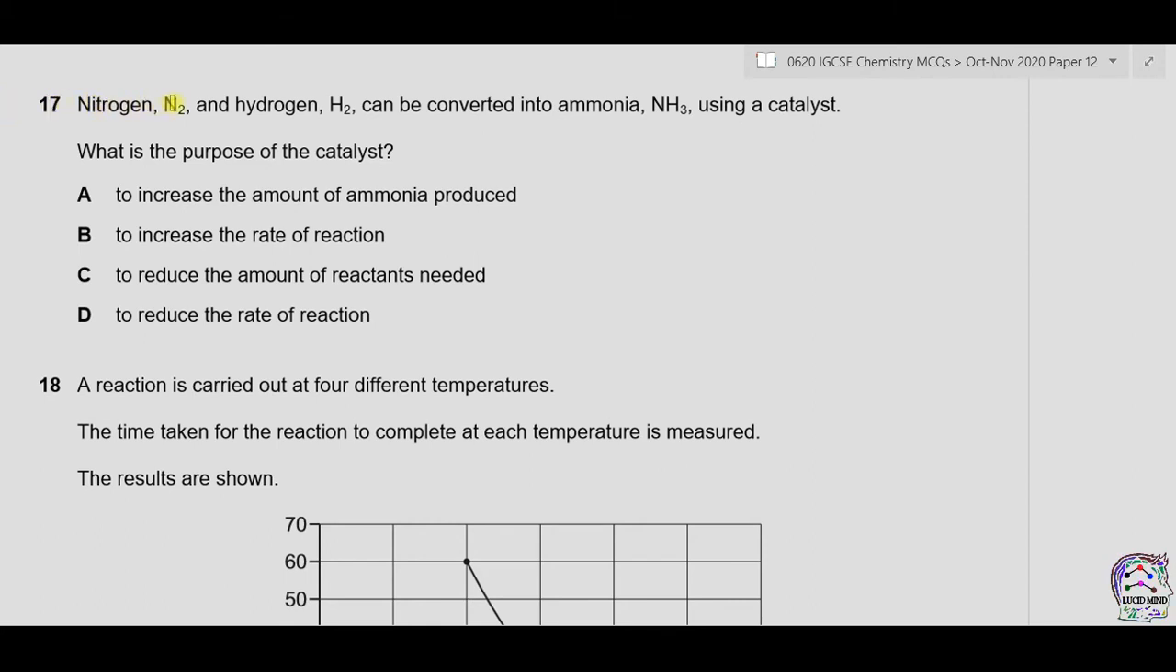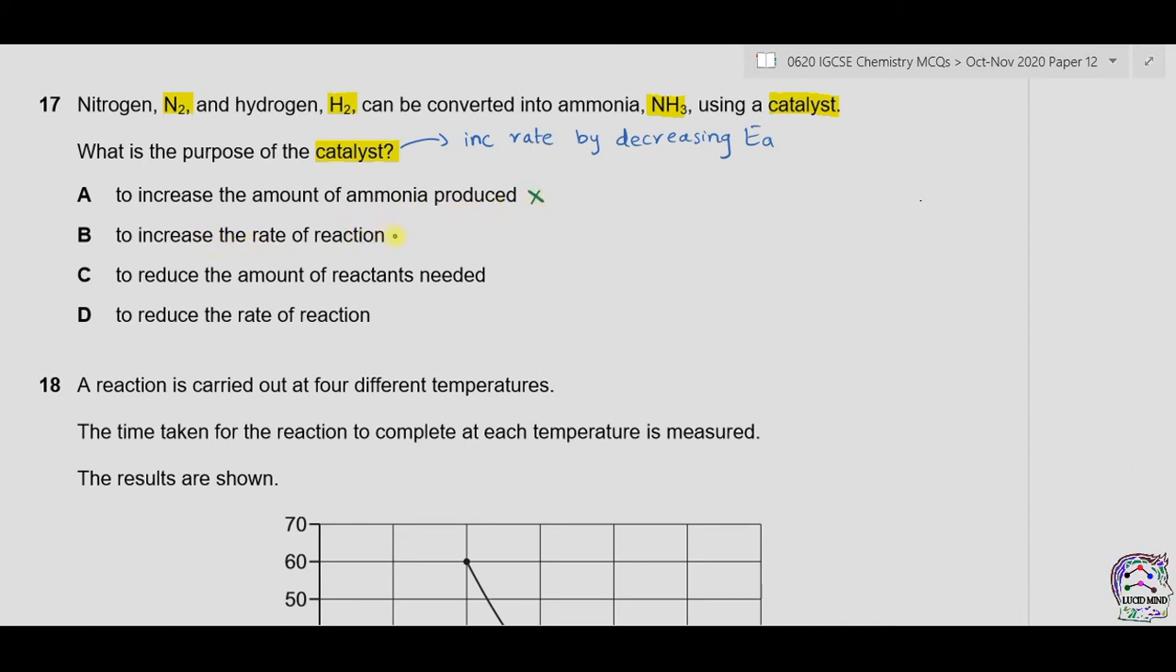Question 17. Nitrogen and hydrogen can be converted into ammonia using a catalyst. What is the purpose of the catalyst? Now what catalysts do is that it increases the rate of chemical reaction by decreasing activation energy. A. To increase the amount of ammonia produced. Catalyst does not increase or decrease the amount of product, so A is incorrect.